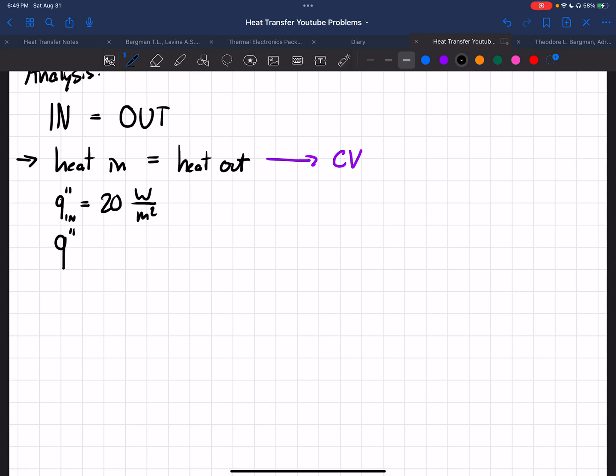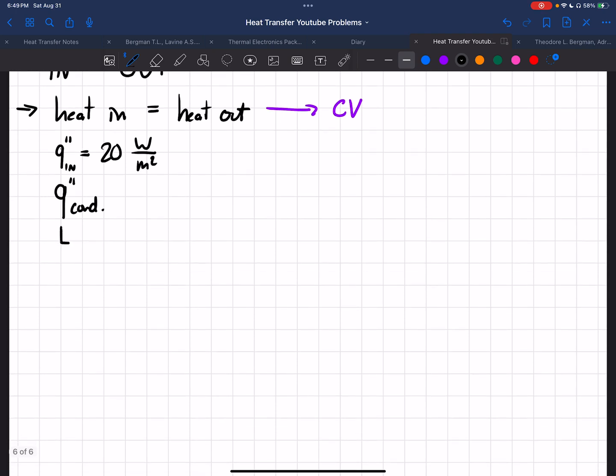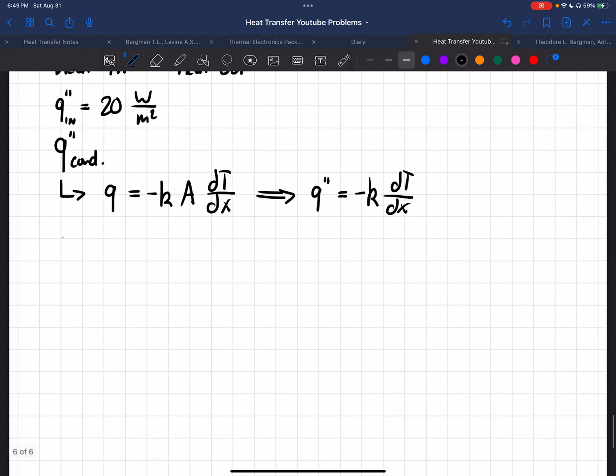So I'm going to calculate Q of conduction. And if you don't remember the formula off the top of your head, you can just remember the regular formula, which is pretty similar, that Q equals negative K A dT/dx, which implies if we divide both sides by A, that Q double prime, the heat flux, equals negative K dT/dx. So knowing that, we're going to say Q double prime conduction equals minus K dT/dx.